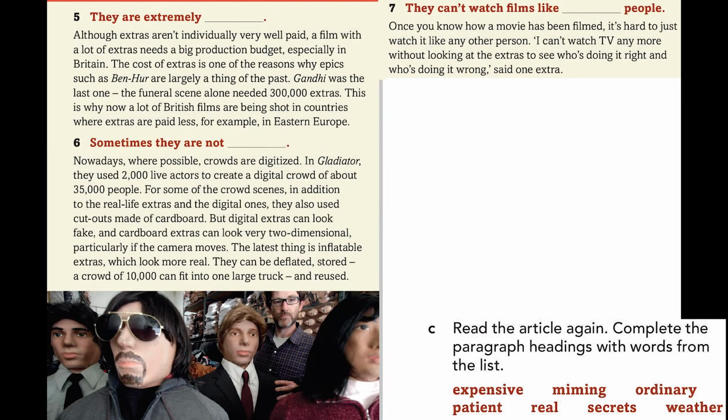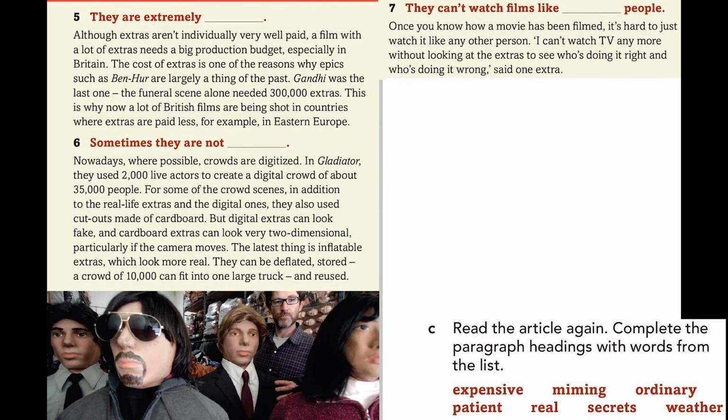5. They are extremely. All the extras aren't individually very well paid. A film with a lot of extras needs a big production budget, especially in Britain. The cost of extras is one of the reasons why epics, such as Ben-Hur, are largely a thing of the past. Gandhi was the last one. The funeral scene alone needed 300,000 extras. This is why now a lot of British films are being shot in countries where extras are paid less, for example in Eastern Europe. 6.